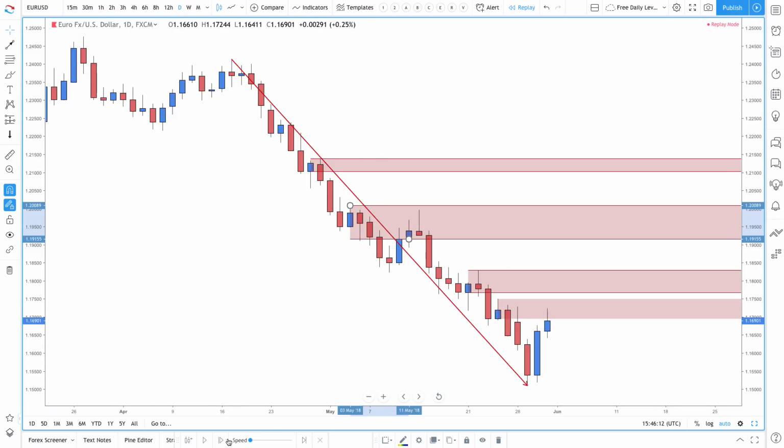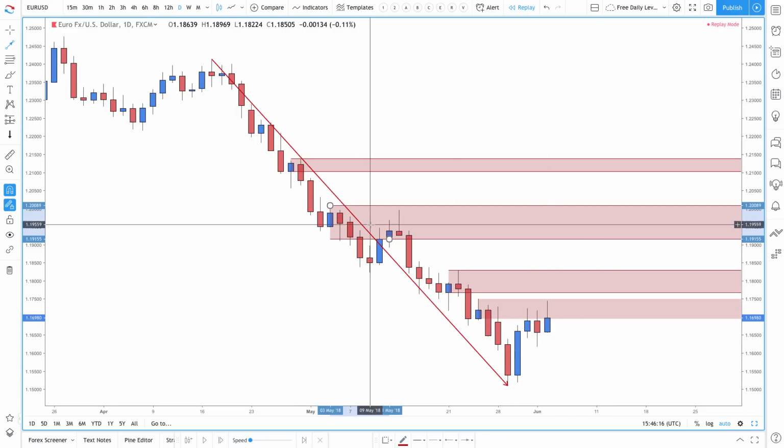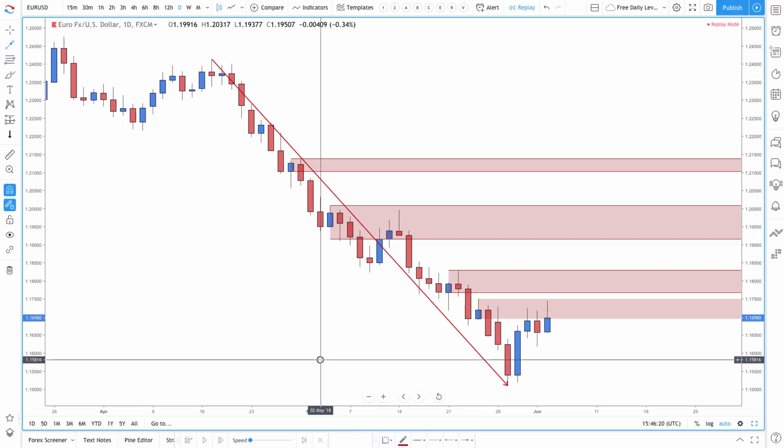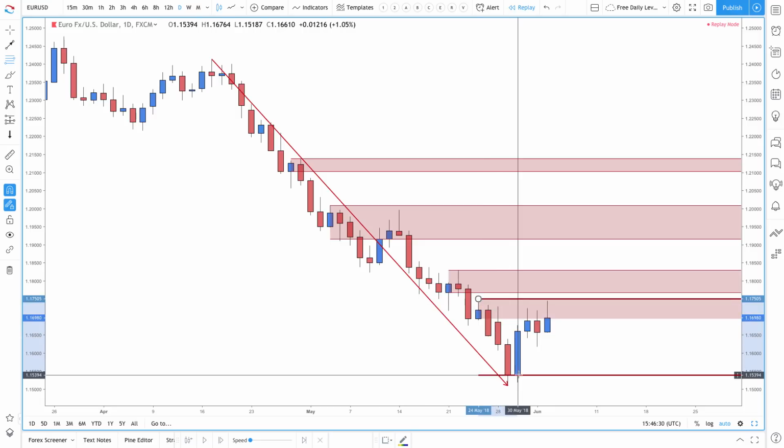So as we go forward, I'm expecting prices to range, and I'll bring my range tool, one sec, sorry. I'm expecting prices to range between here and here.